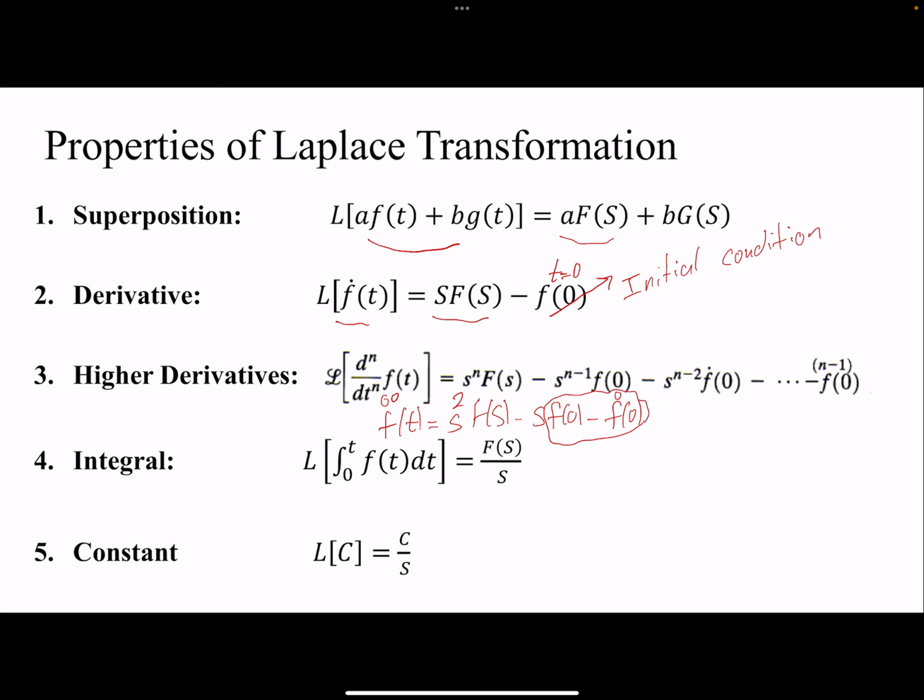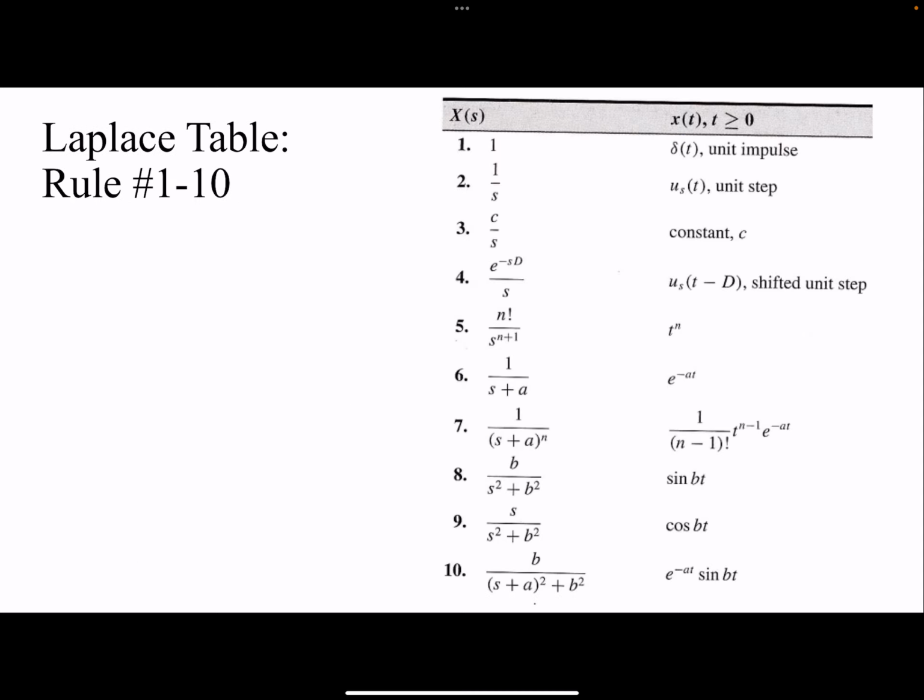And again, f(0) and f dot(0) are initial conditions, initial location and initial derivative. You can think of it as displacement and velocity. For an integral, the Laplace takes an s in the denominator. For a derivative, it took a multiplier s. For an integral, denominator. And if you have a constant value, the Laplace is not just a constant, it is the constant over s. That's the common mistake I see all the time.